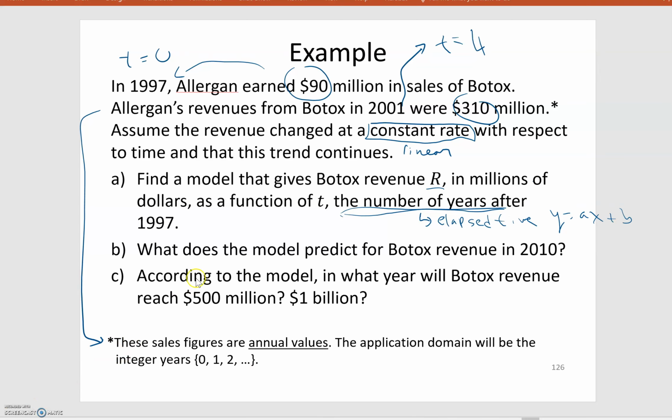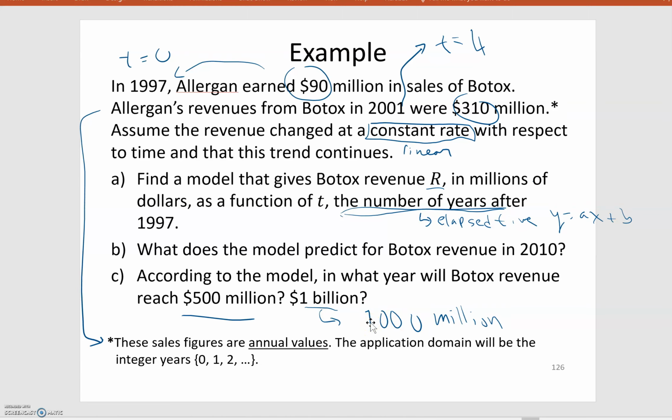So the question says, according to the model, in what year will Botox revenue reach 500 million and then 1 billion? 1 billion, by the way, is 1,000 million. So that'll be the actual number that we use. Okay, so with that in mind, let's talk about how to do this.